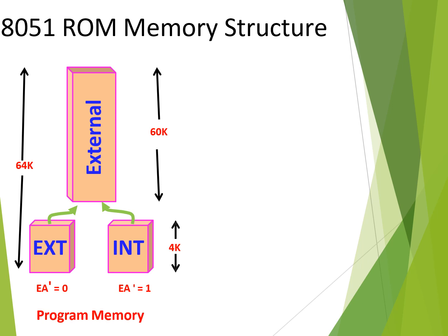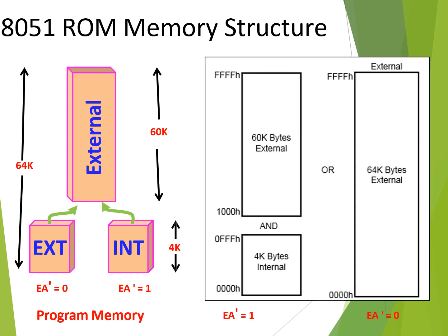This can be decided by using the pin called EA bar, which stands for external access. This is an active low pin. By writing 0 onto this pin, it indicates that 8051 is going to discard the internal 4 kilobytes of ROM and the entire 64 kilobytes of ROM is going to be used from external memory. If EA bar is written with 1, it indicates 8051 is going to use the internally available 4 kilobytes of ROM and the remaining 60 kilobytes of ROM from the external memory.